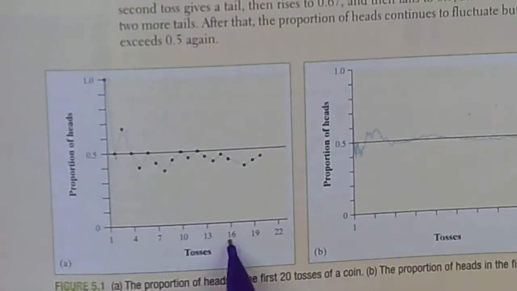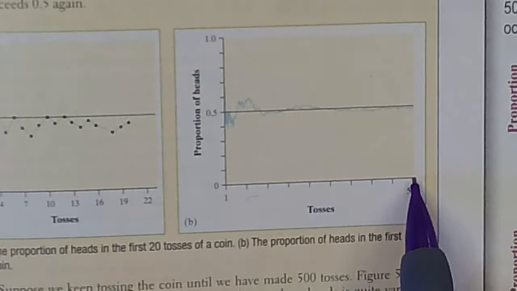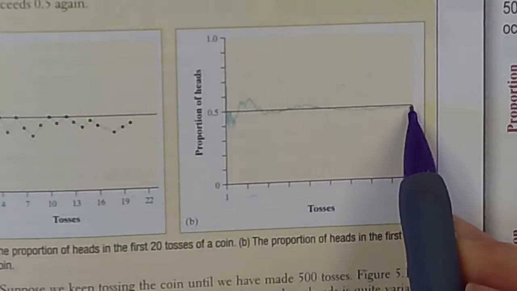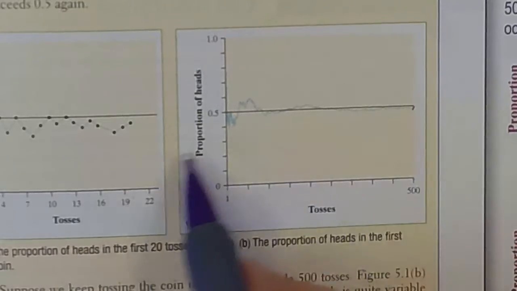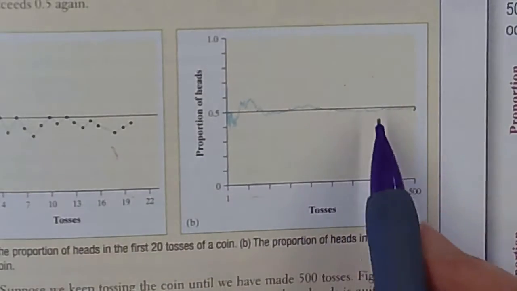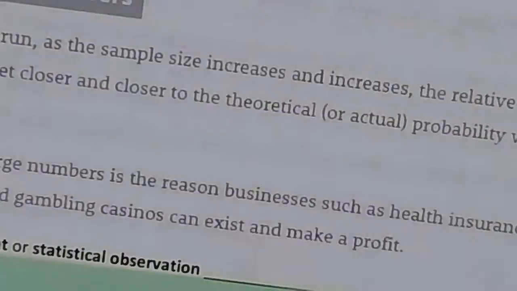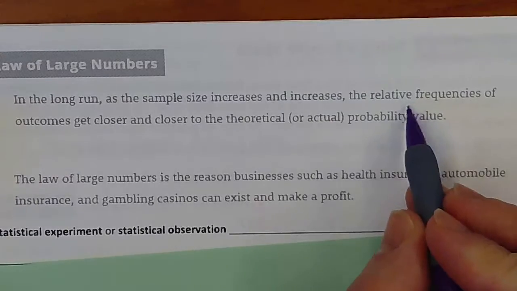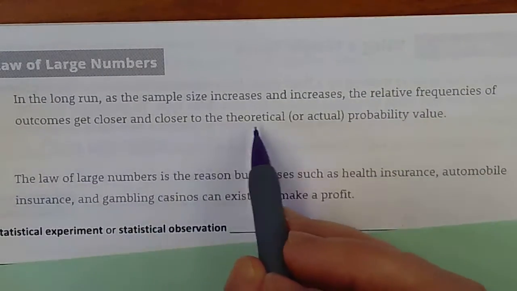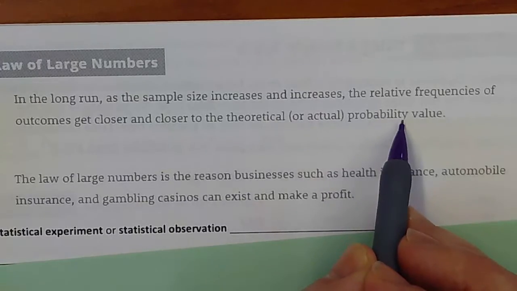But in the long run, as the samples get larger and larger, this one is 500 tosses. What do you expect? Well, eventually it's going to approach its theoretical probability, but not in the short run, only in the long run. So that's the idea of the law of large numbers. The relative frequency, 0.5 in that case, will get closer and closer to the true or actual theoretical probability value.